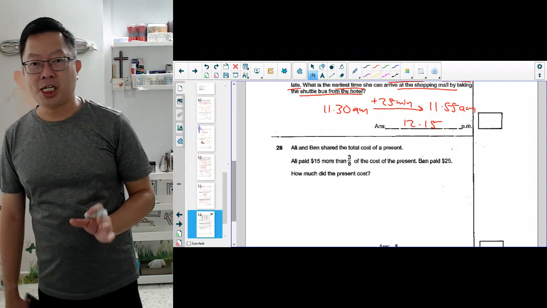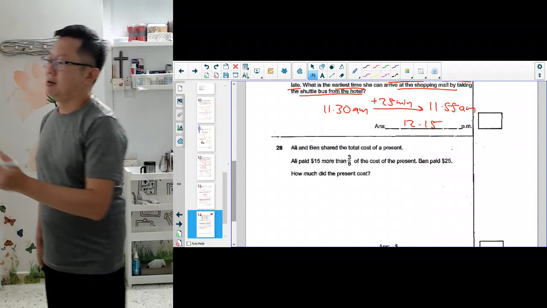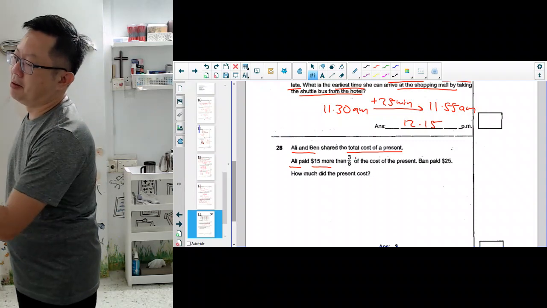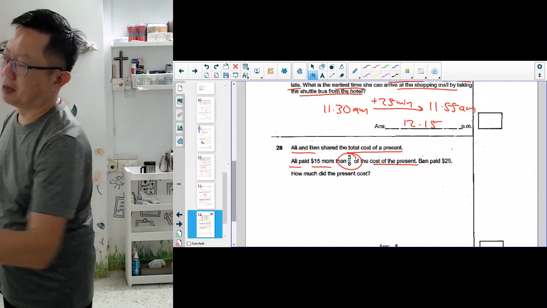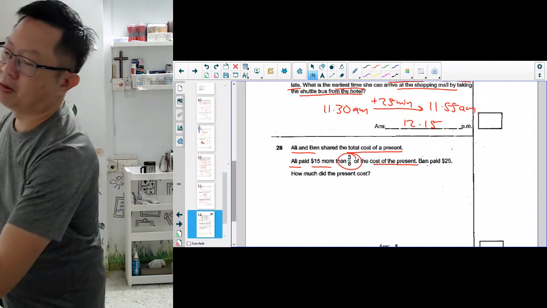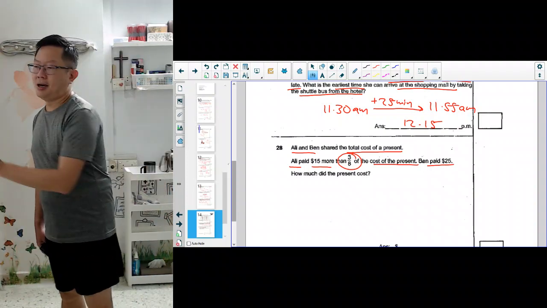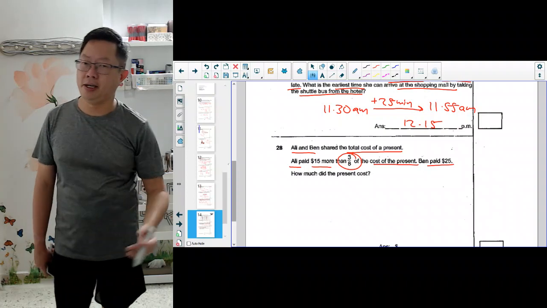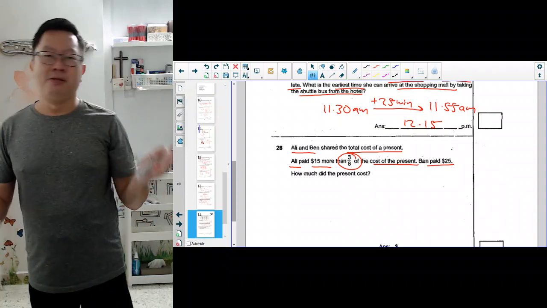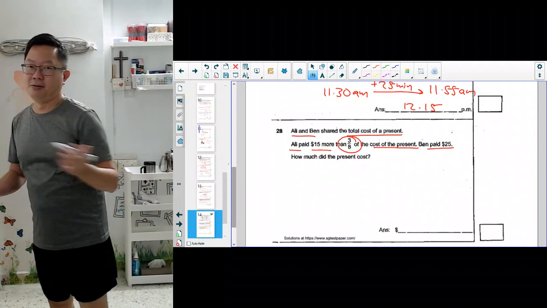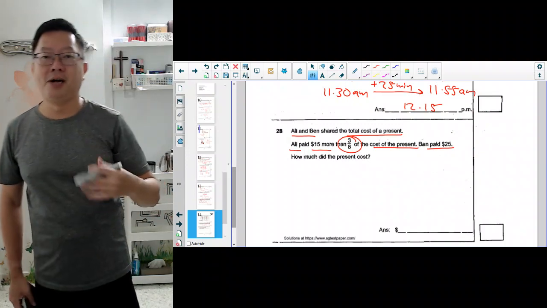Fraction. So when there's a fraction, what do we do? Model drawing. So Ali and Ben shared the total cost of a present. Ali paid $15 more than 3/8 of the cost of the present, and Ben paid $25. Very hard. The moment you see Ali paid $15 more than 3/8 of the present, you are stuck already, because if you don't draw the model, you find that you can't do it. Alright, it's a little hard.